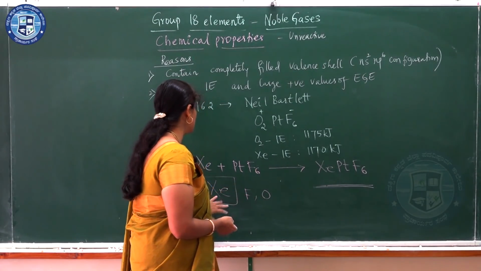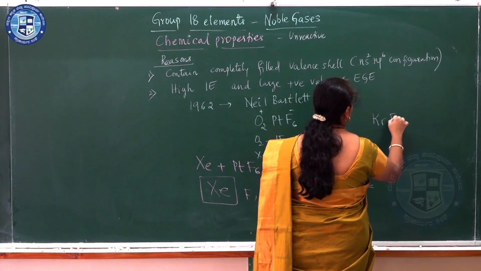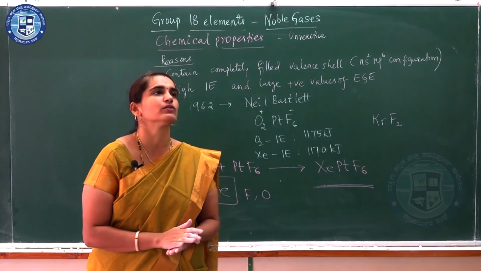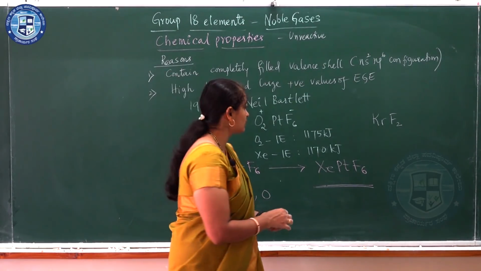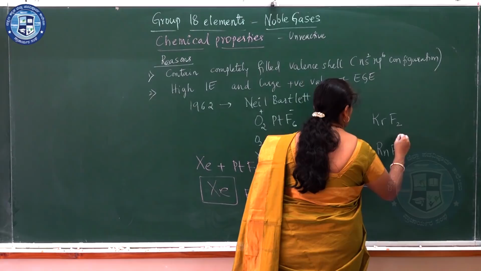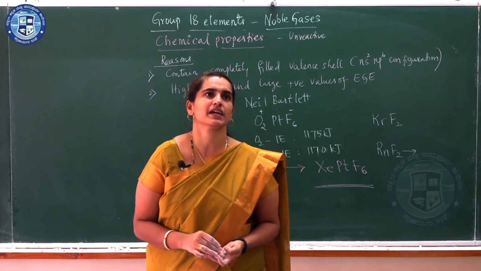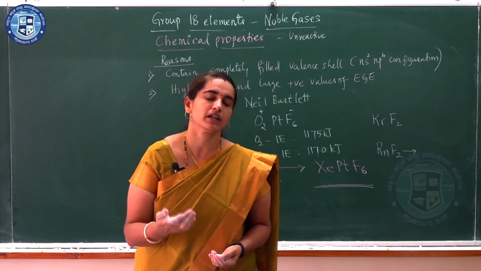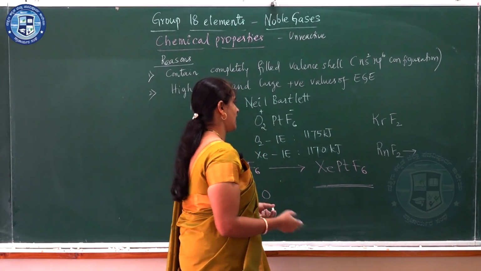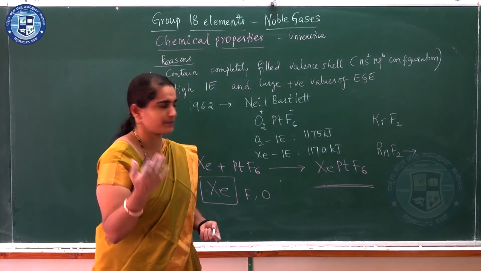Other than xenon, certain compounds of krypton have also been identified, that is the difluoride KrF2. Only one difluoride has been identified for krypton. Even for radon, RnF2 has been identified, but it could not be isolated. It has just been identified, using the radiotracer technique, but could not be separated. In later stages it may be isolated and we might study it in future.